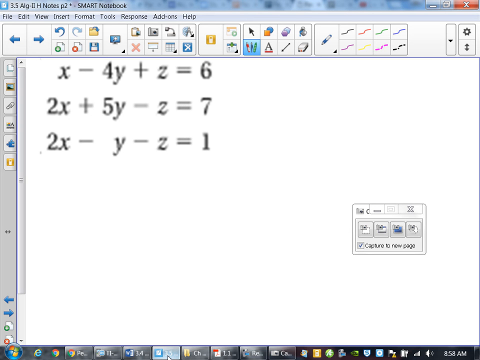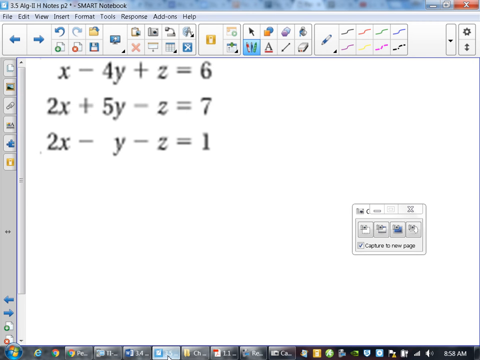So what is it? x minus 4y plus z is 6. 2x plus 5y minus z is 7. And 2x minus y minus z is 1. Now that we've gone over this again, which one of those variables do you think is going to be easier to eliminate? The z's will.